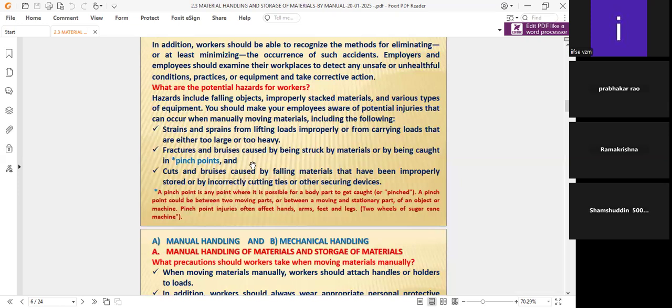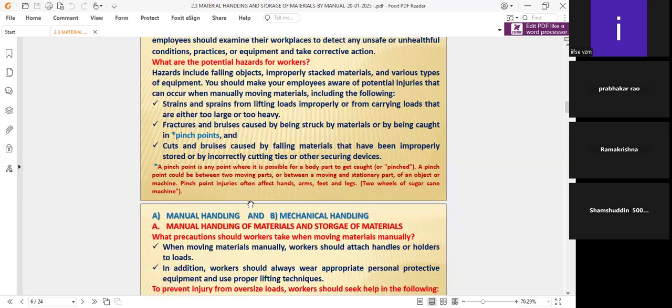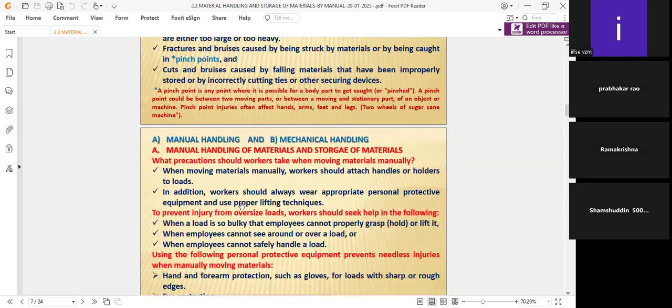They will take the simple work, and that's why they are taking the easy way, and they are definitely exposing themselves through shortcut methods. That's why these are very important. We have to tell where the pinch points are, where the two moving points are, that will be taken care of by the employee while carrying the work.